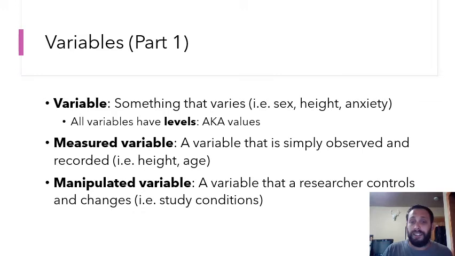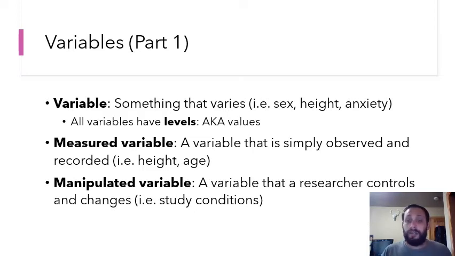So the first thing I'd like to talk about is what is a variable. A variable is, simply put, something that varies. So think about it in this way. Height varies from individual to individual. If we are all the same height across the board, that wouldn't be a variable anymore. However, we know that height very much differs from individual to individual. It varies across sex as well. There's a different average for males than there is for females. Anxiety levels are different across people as well. So these very much vary from individual to individual.